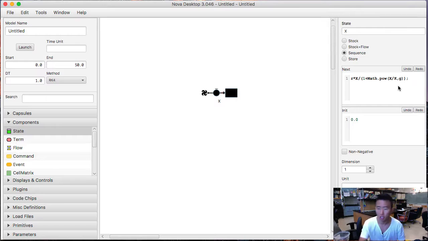And close the parentheses and semicolon. So all the equations we've been writing in the panel have been in the JavaScript language. And Math.pow here is one of the math libraries that is able to write an exponential term. So x over k is going to be the term here, and the g is going to be the exponent. All right, and the initial population is going to be 10.